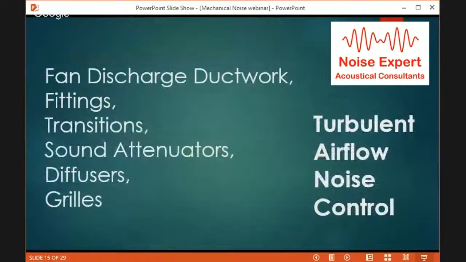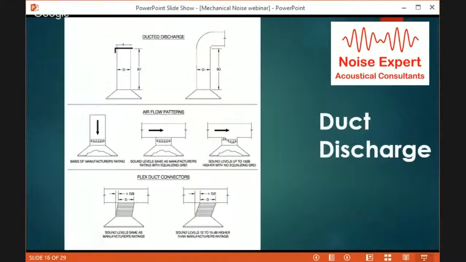So, turbulent airflow controls. Again, you just want to have a flow that is as smooth as possible. And now we're looking at diffusers. These supply the discharges. The manufacturers are going to give you levels for smooth flow over their discharge. If it's not smooth, if it's all slammed to one side, you're going to get a lot more noise, and you'll hear that hissing or air noise over the diffusers.